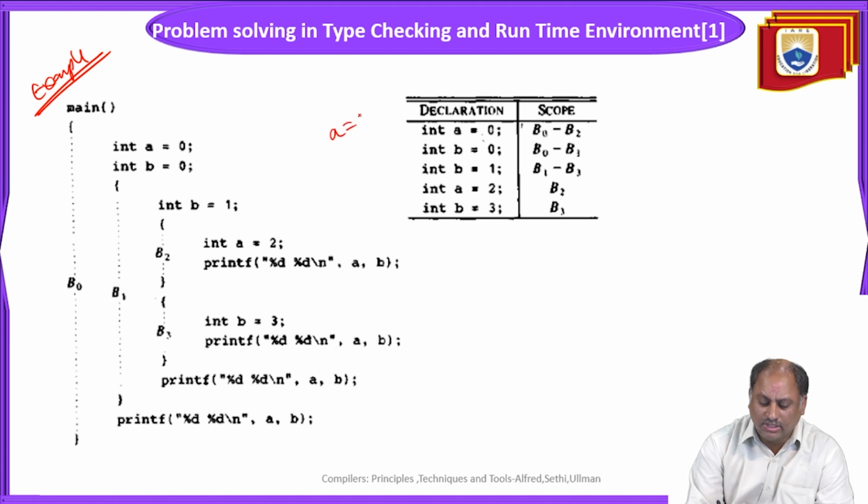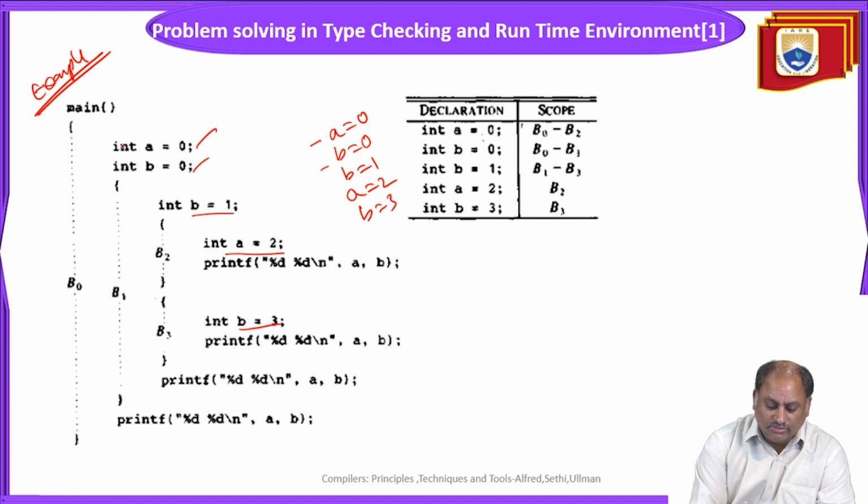So what is the declaration which you have declared? That is A equal to 0, an integer. B is of type another integer which is declared, here B equal to 1. Next A equal to 2 is also another declaration. Next B equal to 3 is also declared. Now A equal to 0, B equal to 0, these two are defined at one block, that is the main block. That means here the blocks are defined as B0, B1, B2, B3.